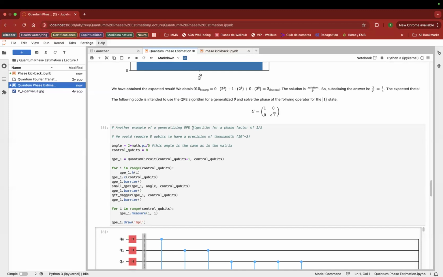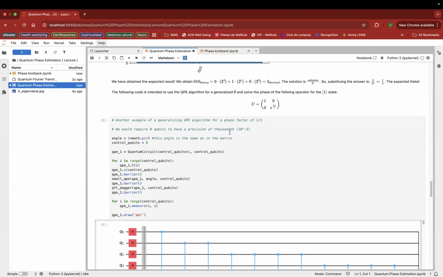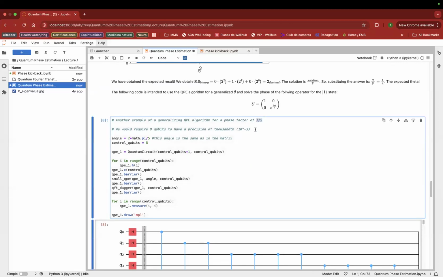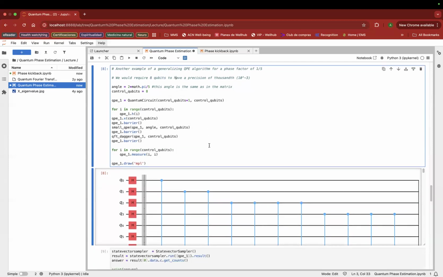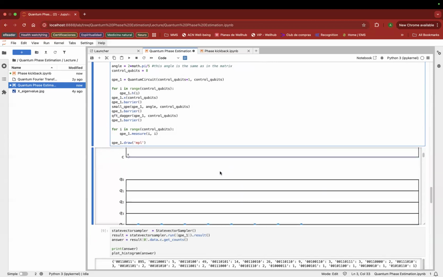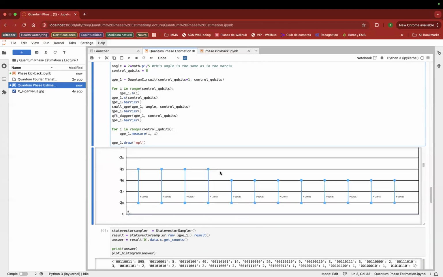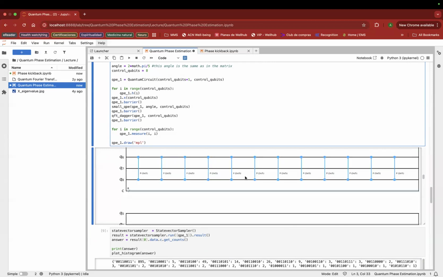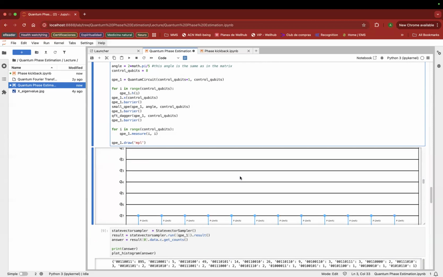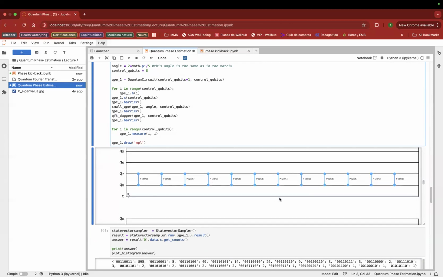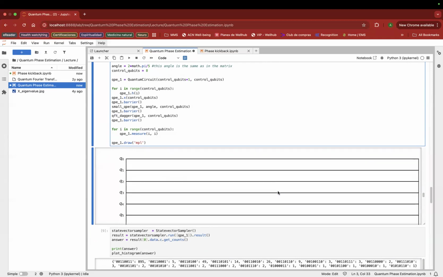Now, for example, I'm going to do a more general quantum phase estimation algorithm example. And here what I'm going to put is, we want to get this phase factor, 1 divided by 5. Okay? And for that, to have a precision of -3, we need to add 8 qubits. And see, adding 8 qubits, what a huge circuit it is. Imagine how huge this circuit is, having 9 qubits because we have 8 control qubits plus 1 target qubit.